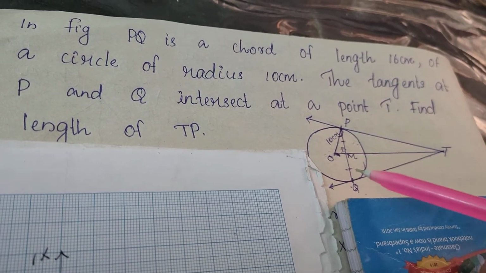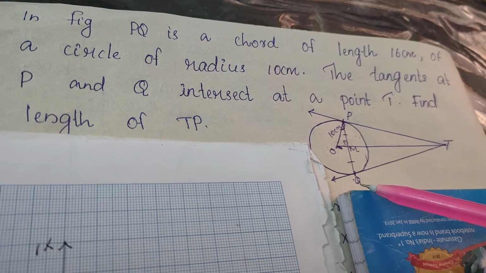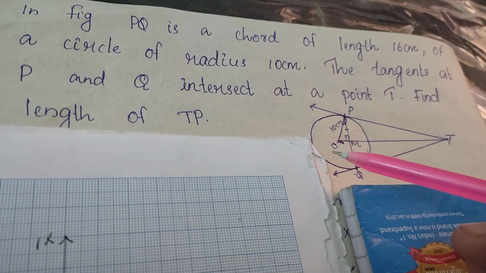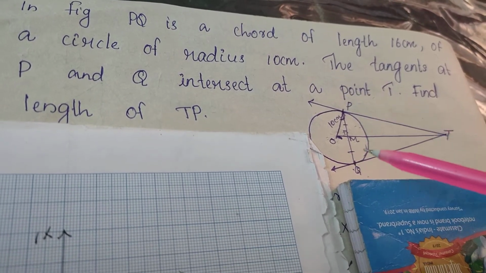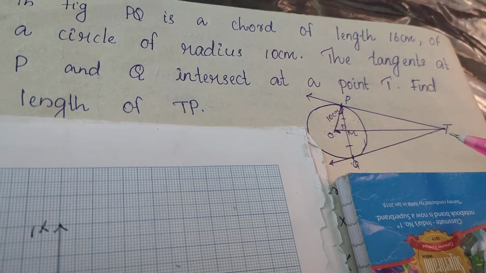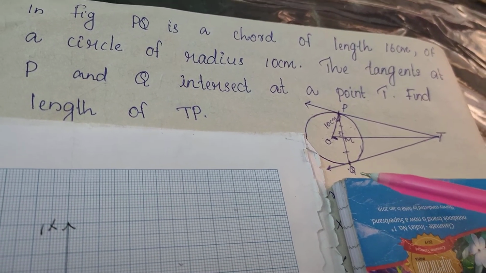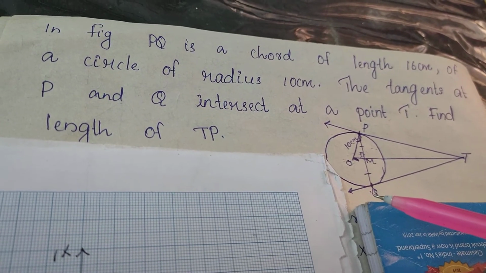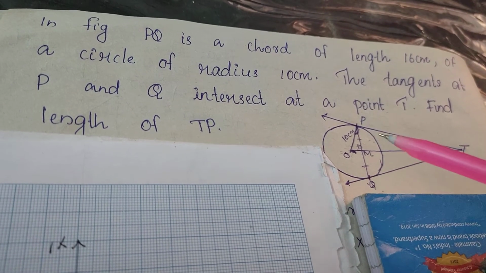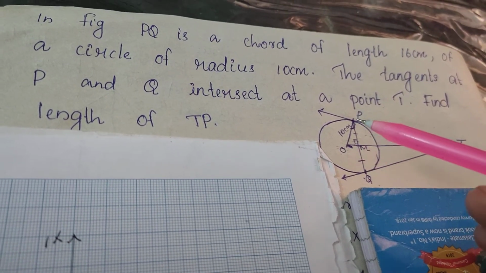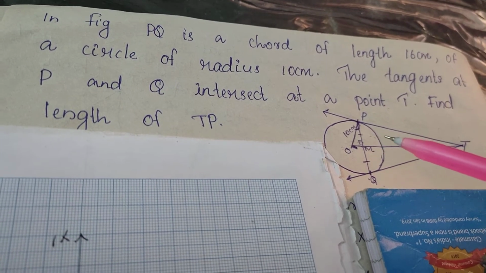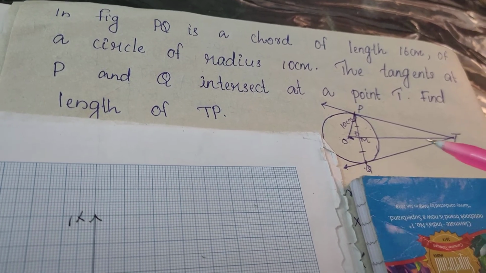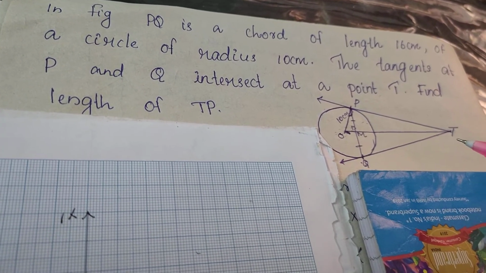PQ is a chord of length 16 centimeter of a circle of radius 10 centimeter. The tangents at P and Q intersect at a point T. Find the length of TP. Let me explain. PQ is a chord of length 16 centimeter, and in this figure the radius OP is 10 centimeter. Tangents from the points P and Q intersect at the external point T.